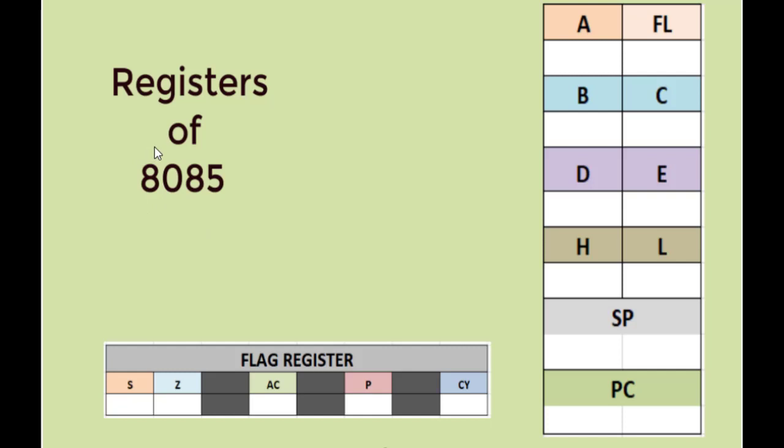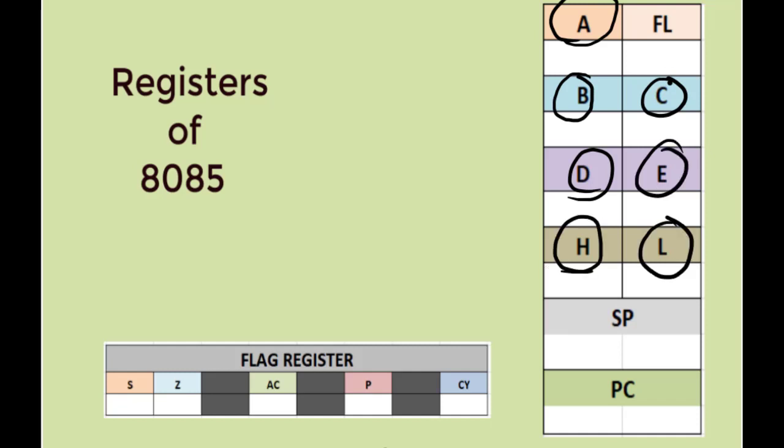Before starting with the data transfer instructions, we must also know what registers are available in 8085. In this diagram we can see the various registers. This is register A. This register is 8 bit, or we can say it is 1 byte, so register A can store one byte or 8 bits of data. Similarly, registers B, C, D, E, H, L are all 8 bit.